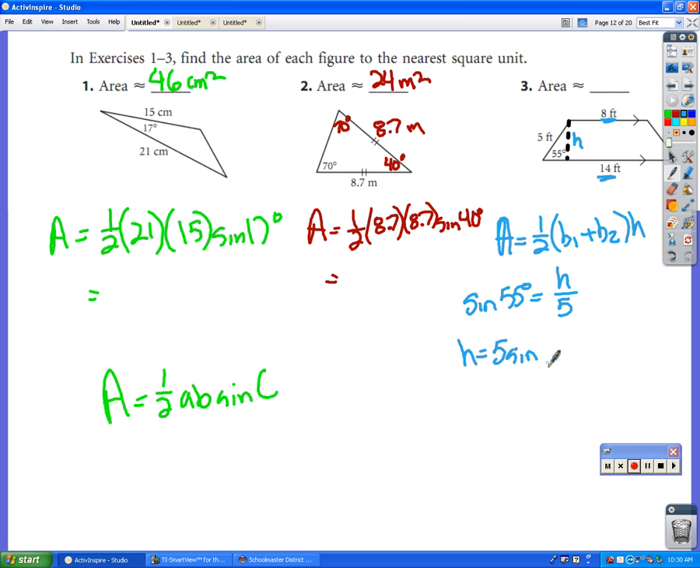So the height is going to equal 5 times the sine of 55 degrees, which if I do that, comes out to be, I'm going to try not to round as much as I can, 4.09576. And then now I can just take that and plug it into the formula right here. So I have to add the bases together first. So 14 plus 8 is 22. Half of 22 is 11. So if I take the answer that I just got times 11, that tells me my area is about 45 square feet for that guy right there.